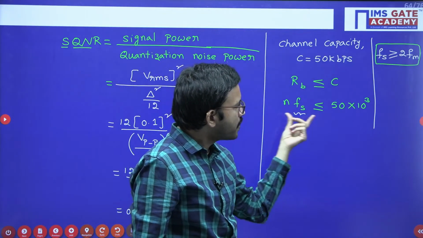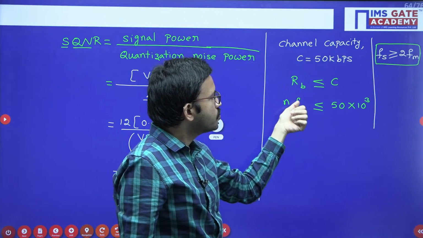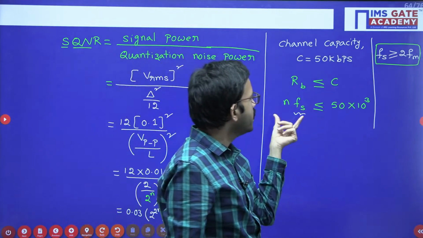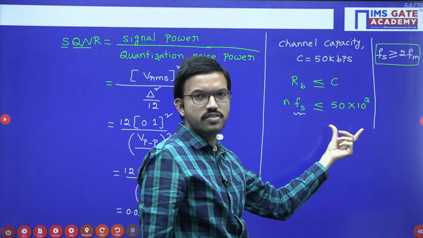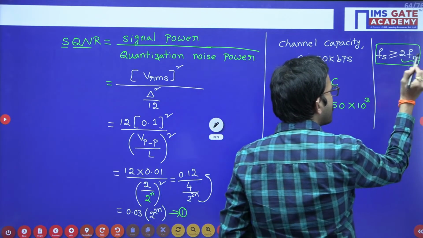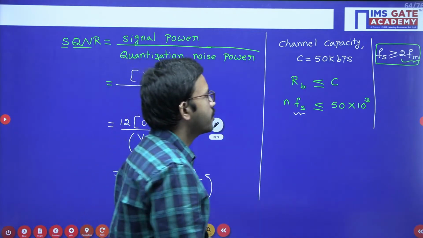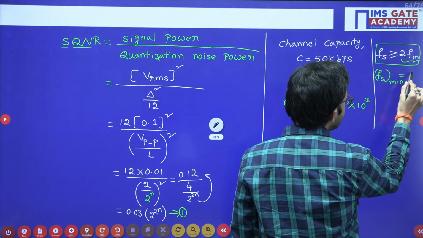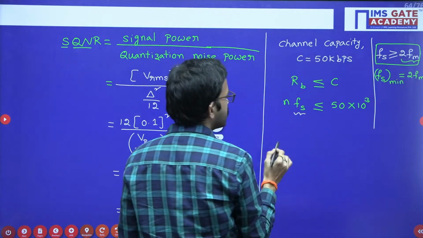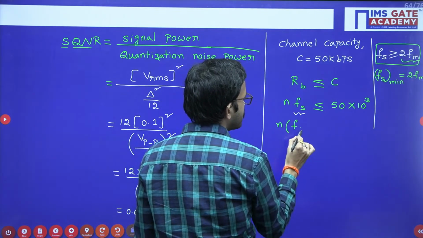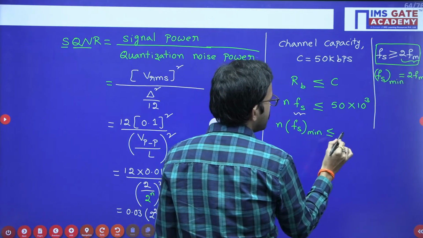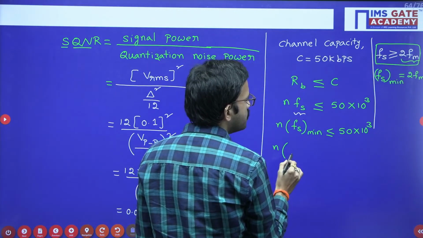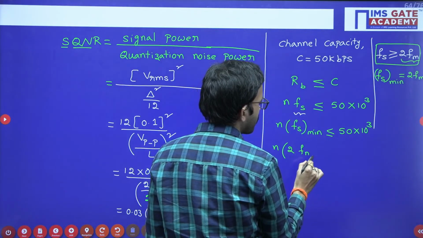Now when you look at this relation, can you guess what value we can choose for Fs? This overall value should be less than or equal to 50 into 10 power 3, so it is better to consider the minimum value for the sampling frequency. I hope you are getting the clarity. So Fs minimum is equal to 2 times Fm, and N into Fs minimum is less than or equal to 50 into 10 power 3.